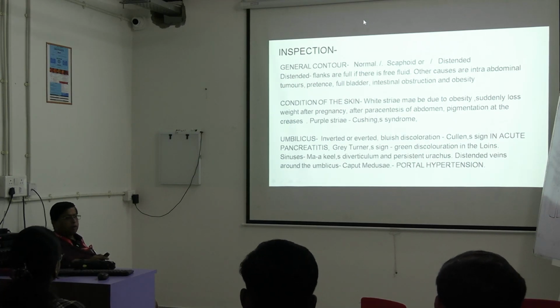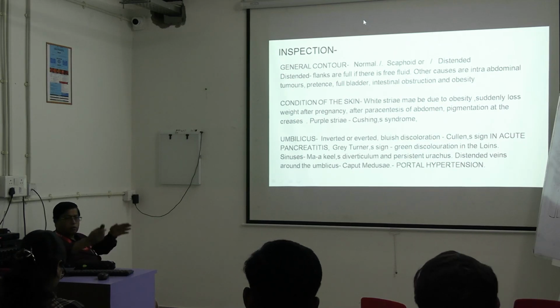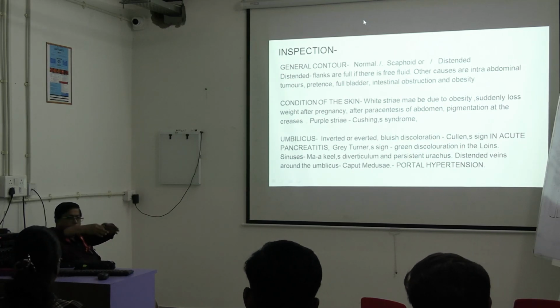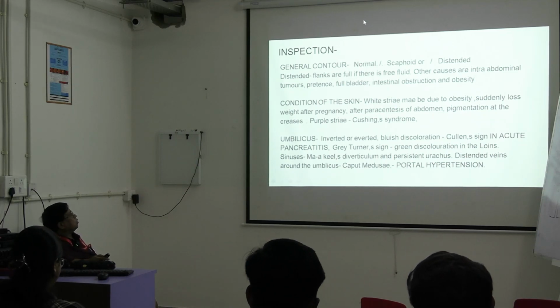How is the distended abdomen explained? The flanks are full. Flanks, the abdominal flanks, you know, are the sides of the abdomen. There is a curvature in the side of the abdomen, but if it is full, then we can call it distended. Flanks are full if there is free fluid.